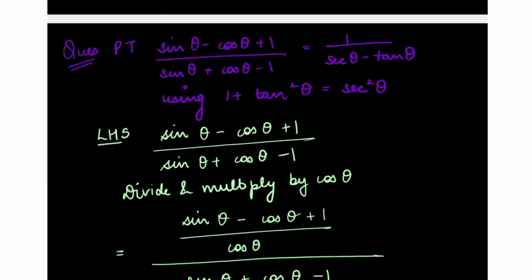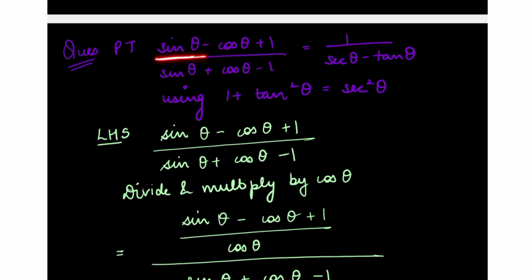Next question. (Sin theta minus cos theta plus 1) divided by (sin theta plus cos theta minus 1) is equal to 1 upon (secant theta minus tan theta) using 1 plus tan square theta equal to secant square theta. We need to prove this expression as equal with the help of this identity. We cannot use here sin square theta plus cos square theta equal to 1. So what we can do, we can just convert this side into tan and secant, because this side is already in tan and secant, we do not need to use anything.